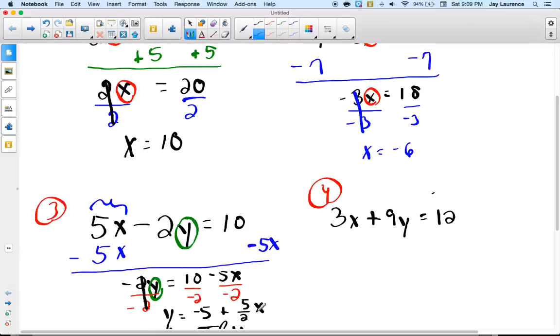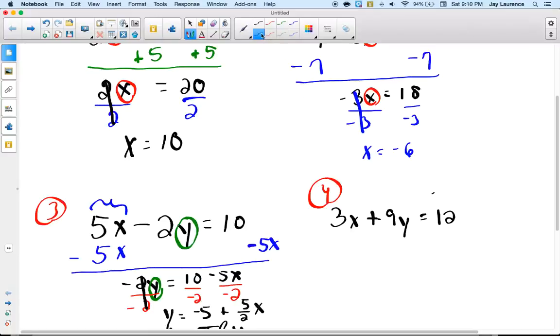5/2x. Now I could put 2.5 there, but knowing that I might be graphing this equation or something like that, I'm going to leave it like that because that 5/2 is actually my slope. Do you recognize it? This equation is in slope-intercept form because I got y alone.